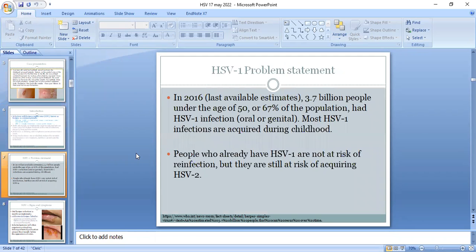Herpes simplex virus 1 problem statement. In 2016, the last available estimates, 3.7 billion people under the age of 50 years, or 67% of the world population, had herpes simplex virus 1 infection, that is maybe oral or genital, and most herpes simplex virus infections are acquired during childhood. People who already have herpes simplex virus 1 are not at risk of reinfection, but they are still at risk of acquiring herpes simplex virus 2.